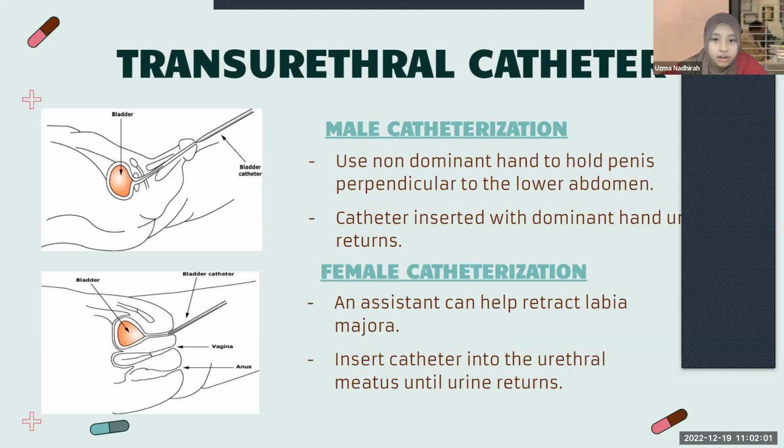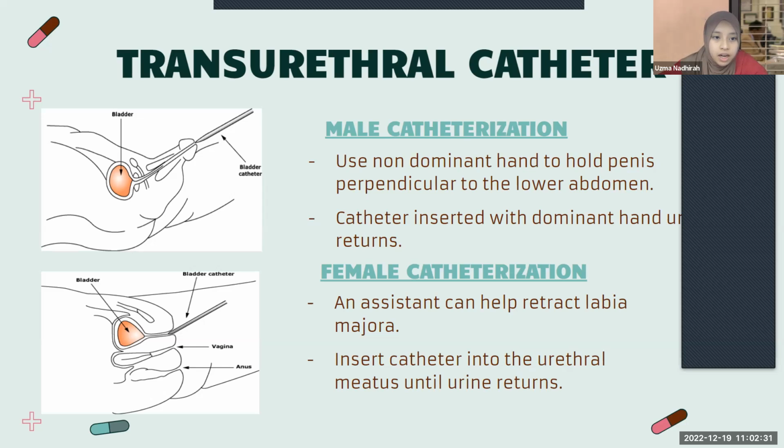And then after we put the lubricant jelly onto the end of the catheter, we pass the catheter through the urethra into the bladder. For the male, we try to straighten the urethra using our non-dominant hand. For example, if you are right-handed, we use the left hand to hold the penis perpendicular to the lower abdomen.